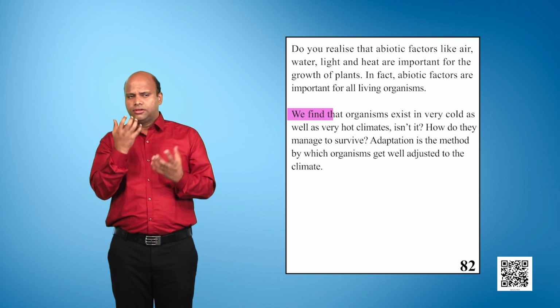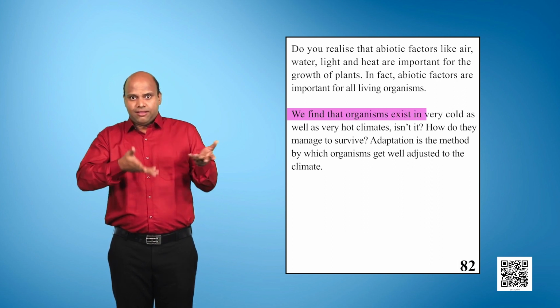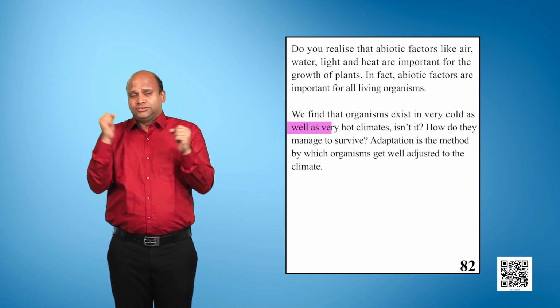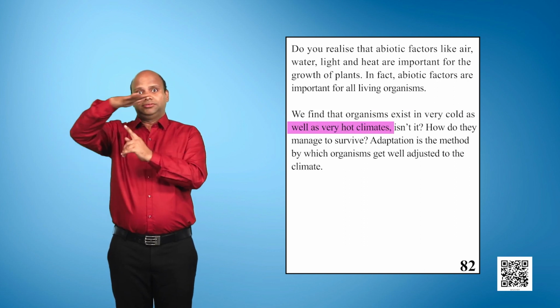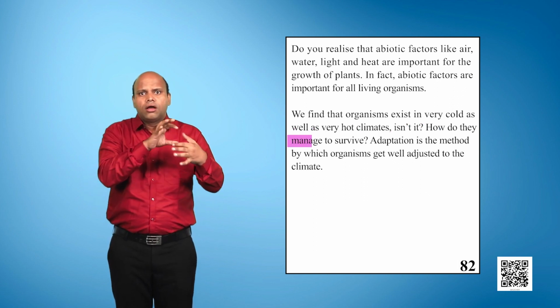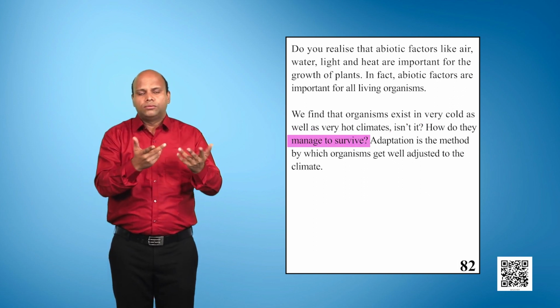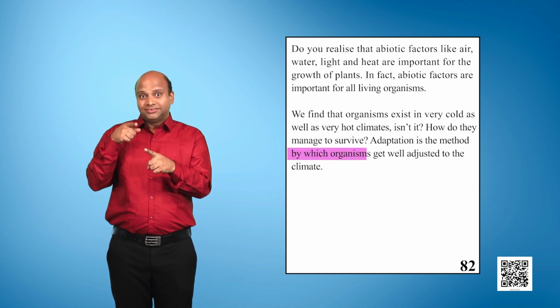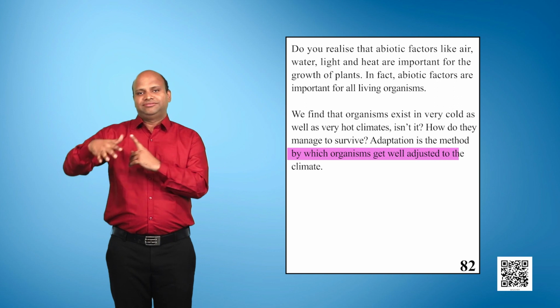We find that organisms exist in very cold as well as very hot climates. Isn't it? How do they manage to survive? Adaptation is the method by which organisms get well adjusted to the climate.